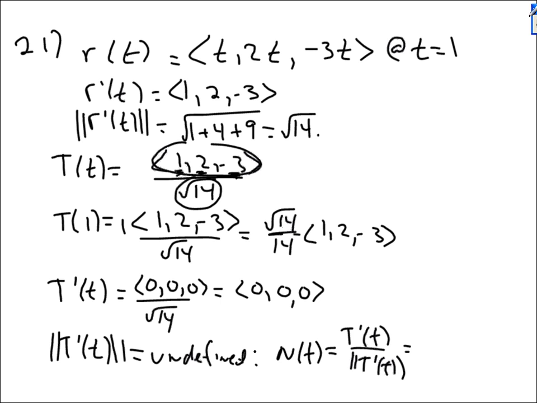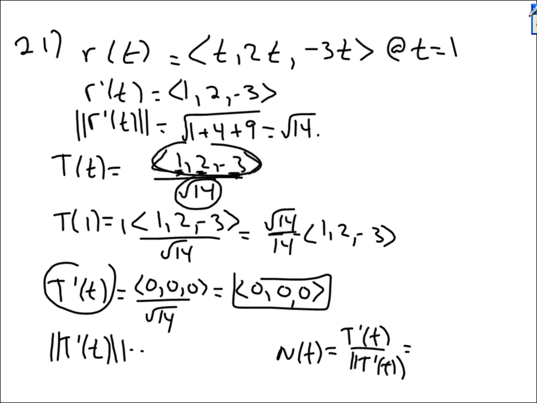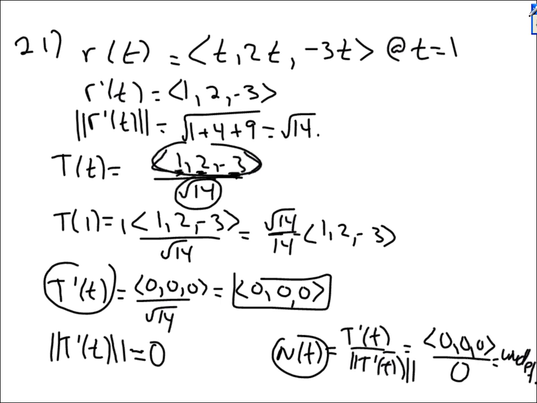Actually, I take back what I said. I don't know what I'm thinking. T prime of t is the 0 vector. Its length is 0. So you get T prime of t, which is the 0 vector, which is okay. But then you divide it by 0. That's undefined. Okay, N of t is undefined.